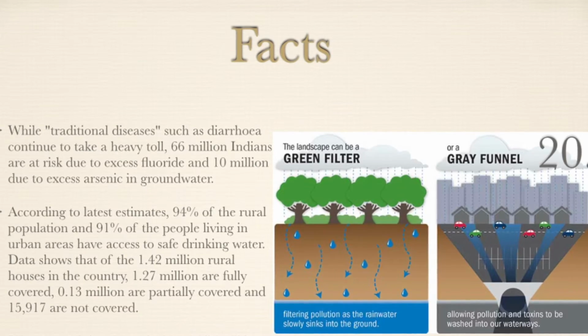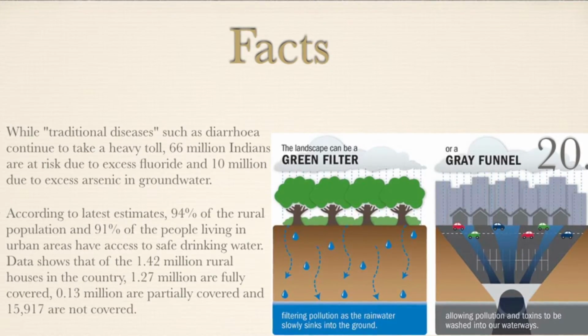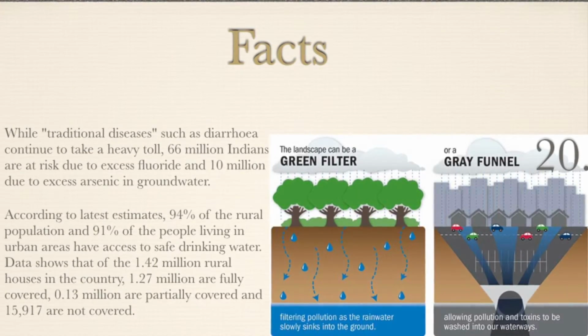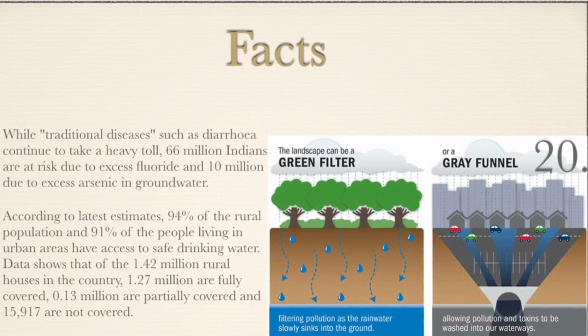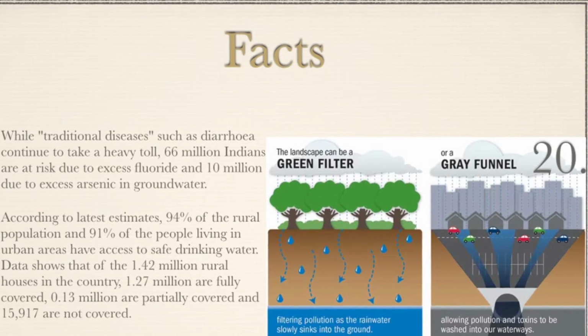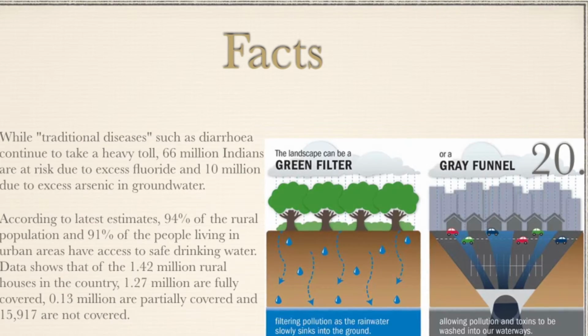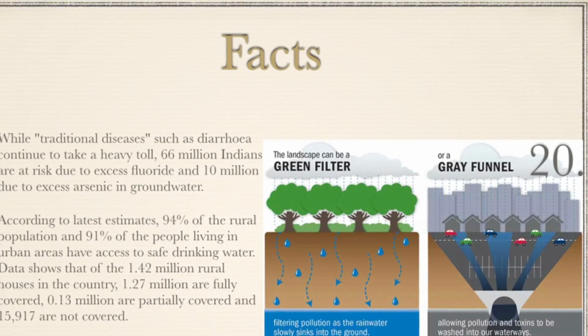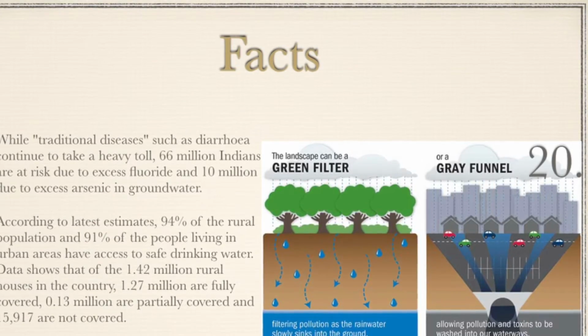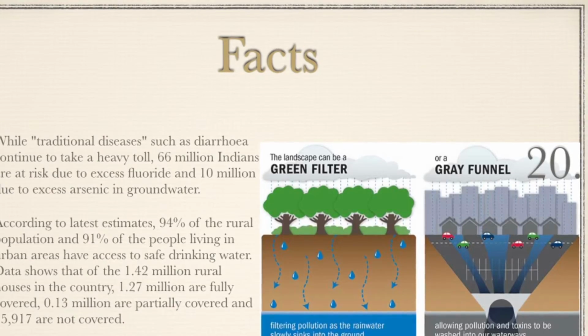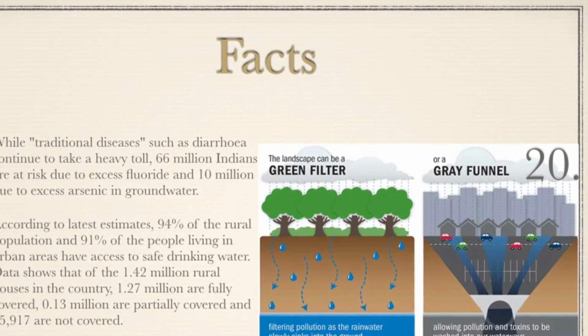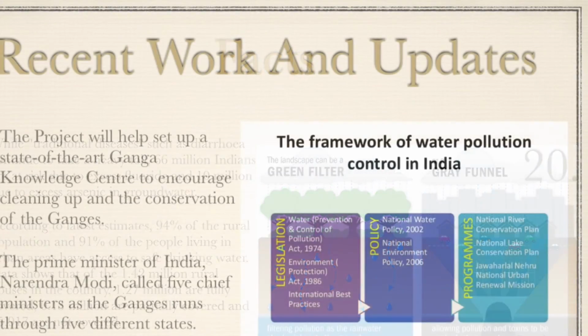A country is said to be water-stressed when the per capita availability of water drops to below 1,700 cubic meters per person per year. The landscape can be a green filter, filtering pollution as the rainwater slowly sinks into the ground, or a grey funnel, allowing pollution and toxins to be washed into our waterways.